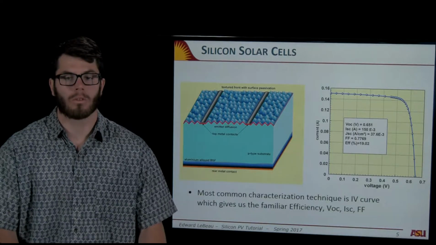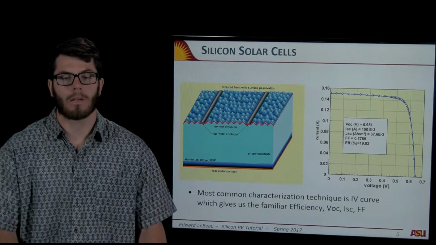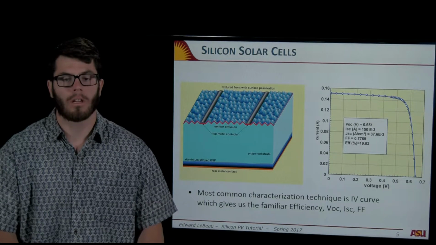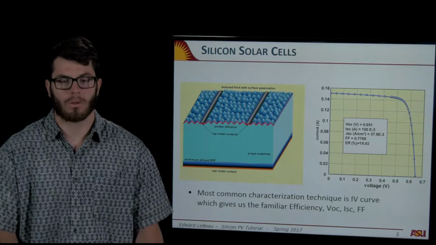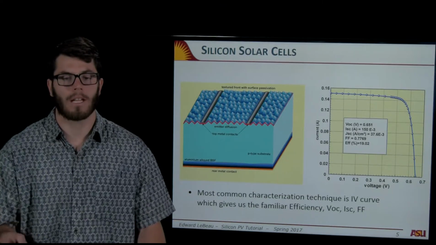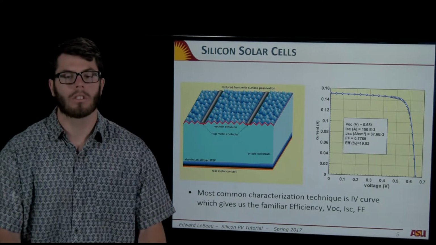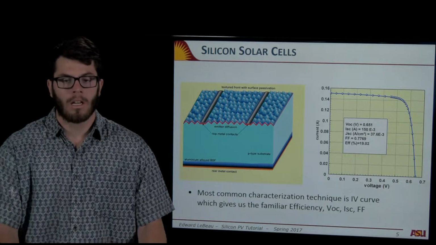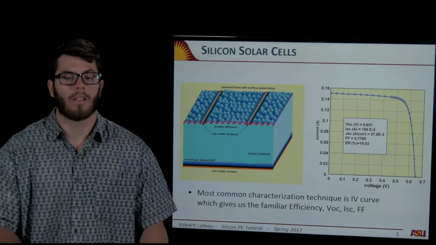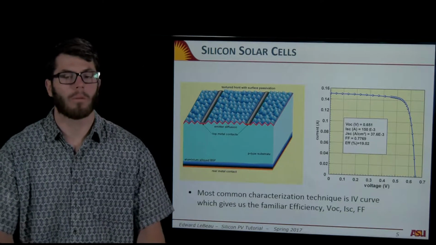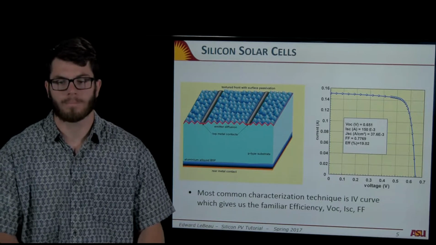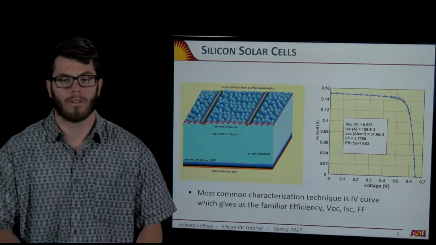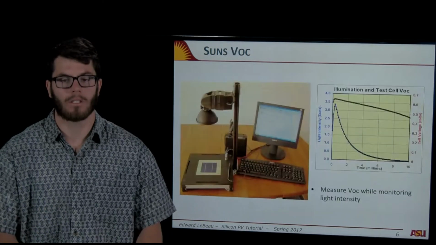So first things first, we'll talk about the IV curve. Basically an IV curve, we've mentioned it before, is first you short the cell, flash a light, measure your short circuit current, then you open the cell, flash a light, measure your open circuit voltage, and then you do everything in between. And what comes off that is the efficiency, the very important metric, the open circuit voltage, the short circuit current, and the fill factor.